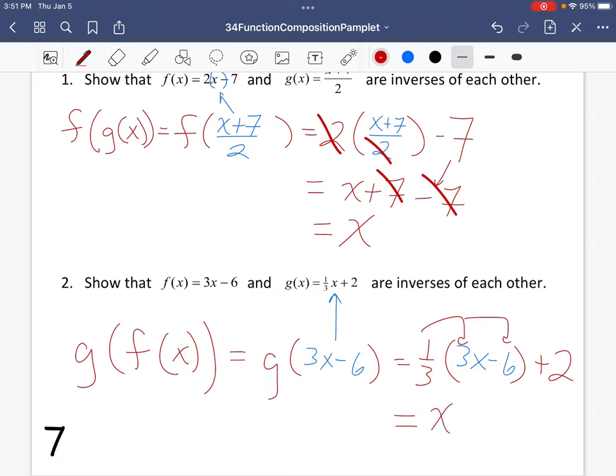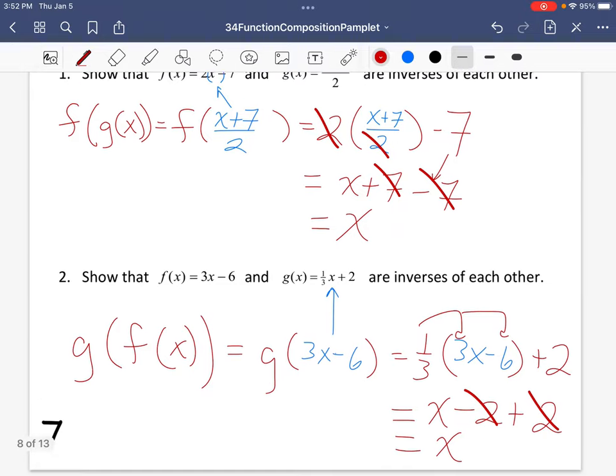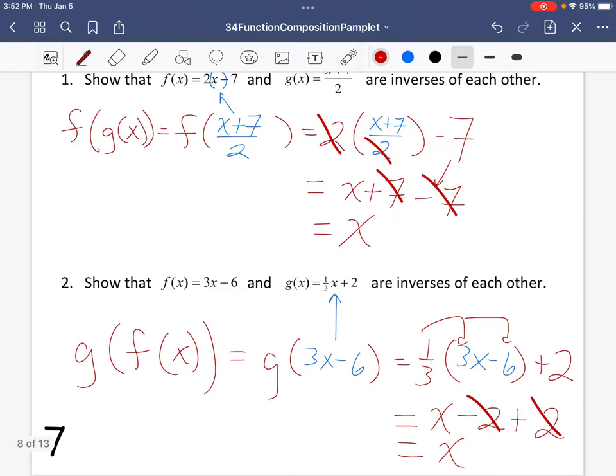Distribute your 1/3. 1/3 times 3 is just x. 1/3 times minus 6, it's kind of like dividing by 3, so you're going to get minus 2. It's kind of like 6 divided by 3. You get 2. You get cancellation, and that's how this is supposed to work. You end up with just x.